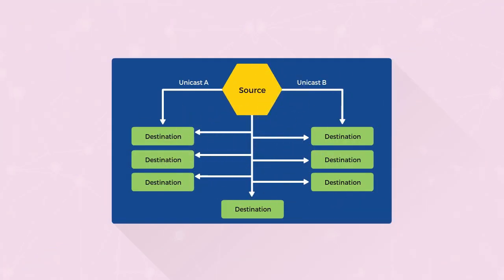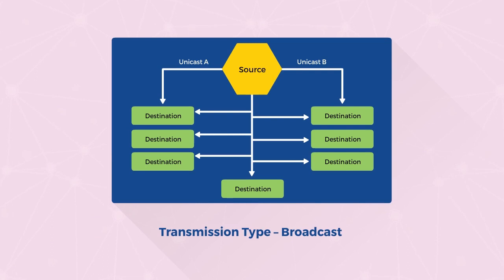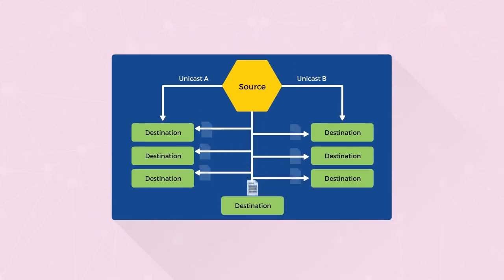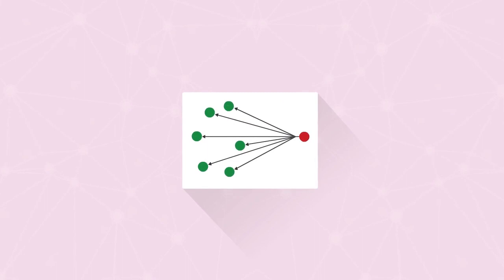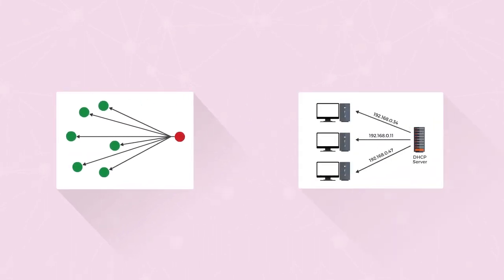Now the effective opposite of that is the broadcast. And in a broadcast, the source sends out to every destination within the same network, or perhaps more accurately stated, the same subnet. Now we'll talk about that in greater detail a little bit later. But a common example of a broadcast communication is when a system initializes and requests an IP address from a DHCP server, the Dynamic Host Configuration Protocol.